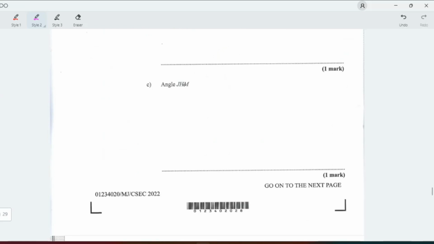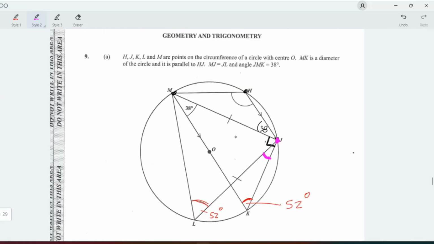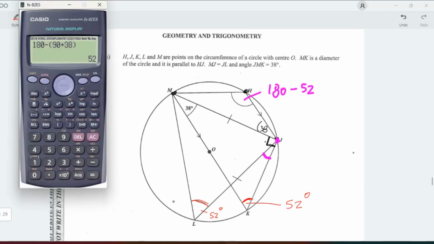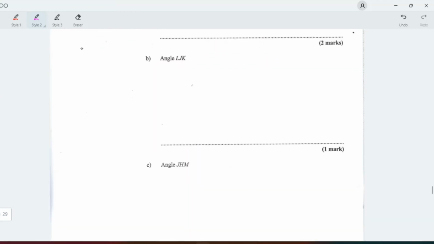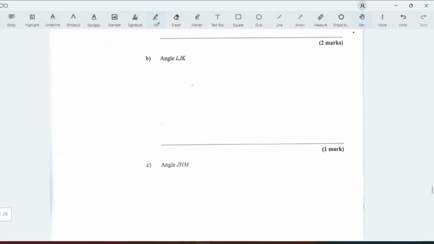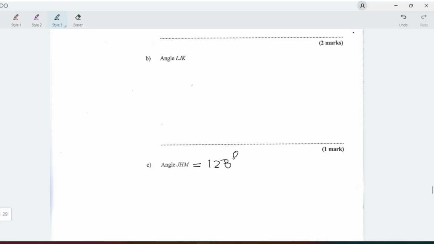So let me just look at JHM first. Does that one look easy? JHM. I know this is a cyclic quadrilateral. So if this is 52, this is 180 minus 52. I'm just putting that there, to see if I can work that out straight away. So 180 minus 52, that's 128. So this is 128 degrees. And the reason is because it's a cyclic quadrilateral.